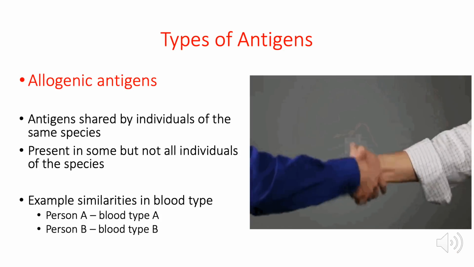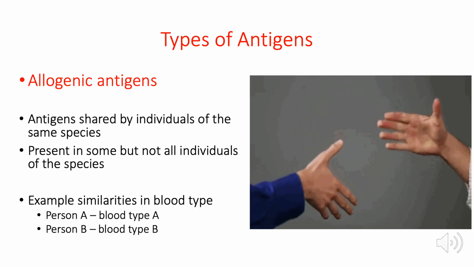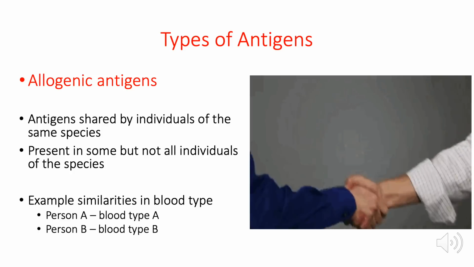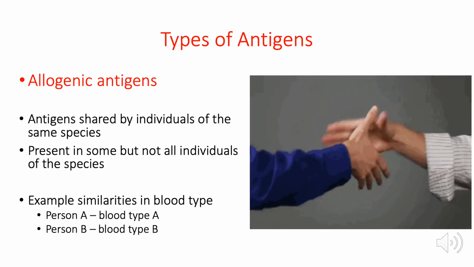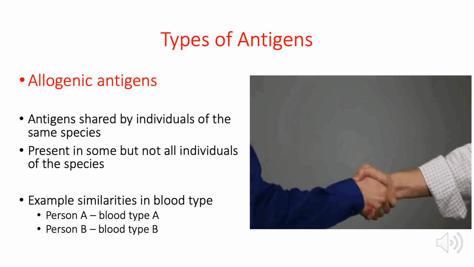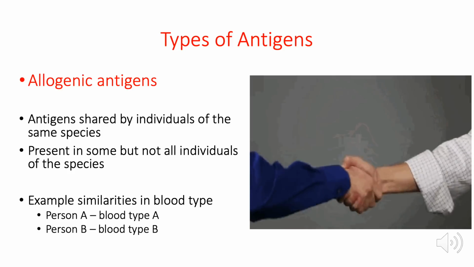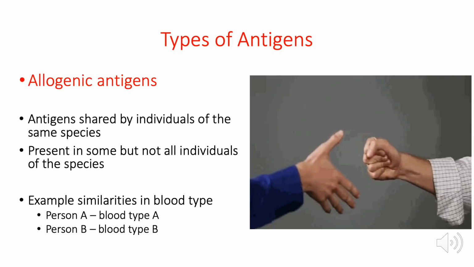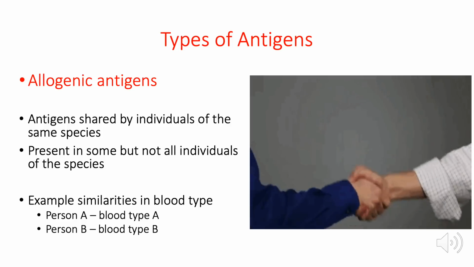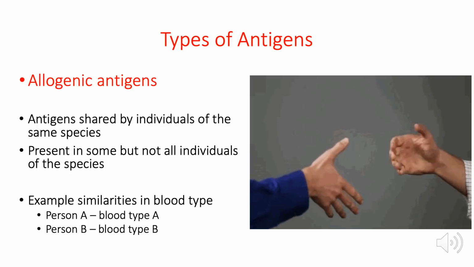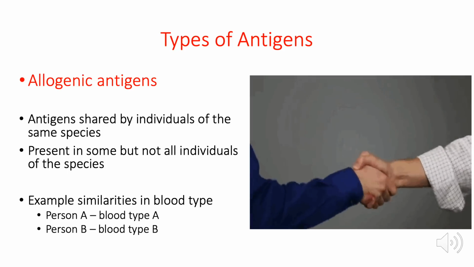The next type of antigens are allogenic antigens. These are antigens shared by individuals of the same species, meaning we're going to compare a human to another human, Streptococcus to another Streptococcus bacterium, a cow to another cow, a frog to another frog. But take note, these antigens are only present in some, but not all, of the individuals of the species. For you to understand that, I will use an example of allogenic antigens in humans, the ABO antigen. I am blood type A, and I also know other people who are blood type A, but not all of the human species have blood type A antigens.